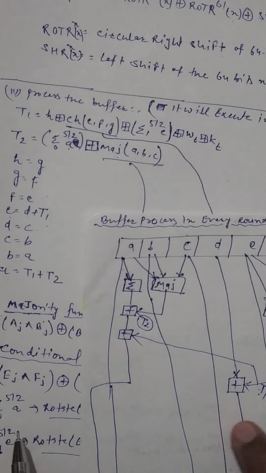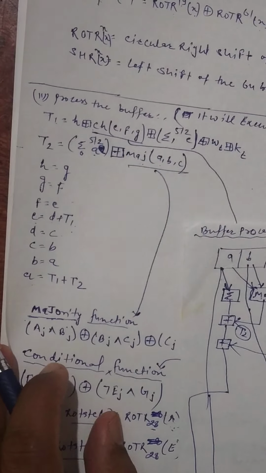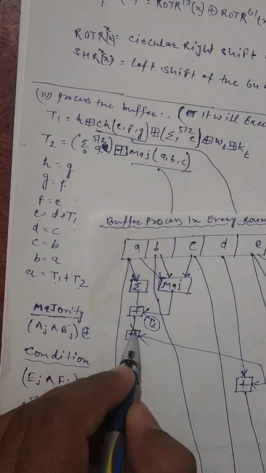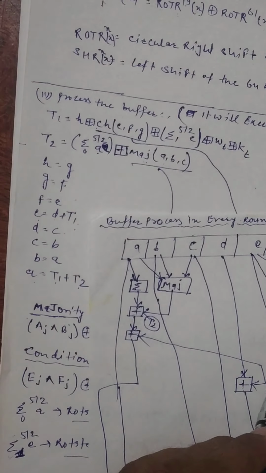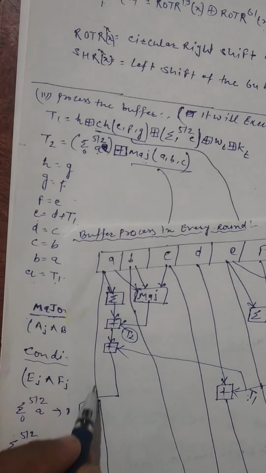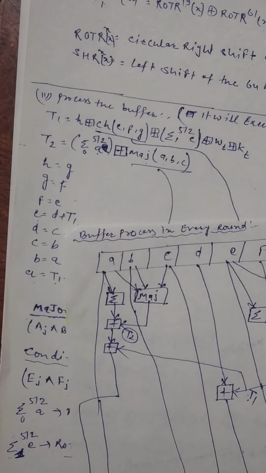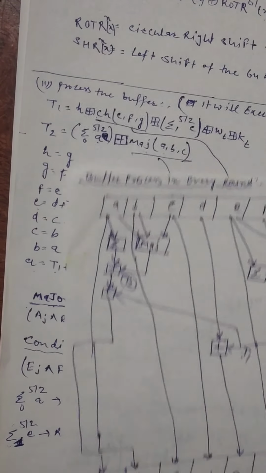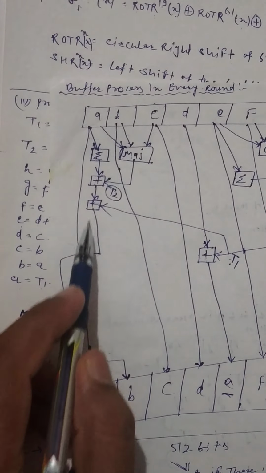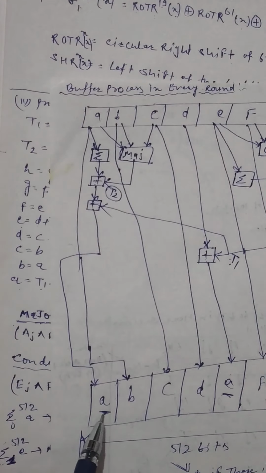Now T1 is over here, so calculate the value of A. We need to calculate the value of T1 and T2. So now T1 is coming from here, and T2 is coming from here, so T1 plus T2. Now we can calculate the value of A. As you can see, T1 is coming from here, T2 is coming from here, and now we can calculate the value of A.